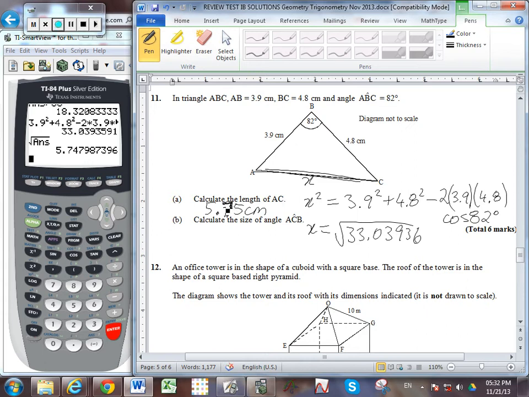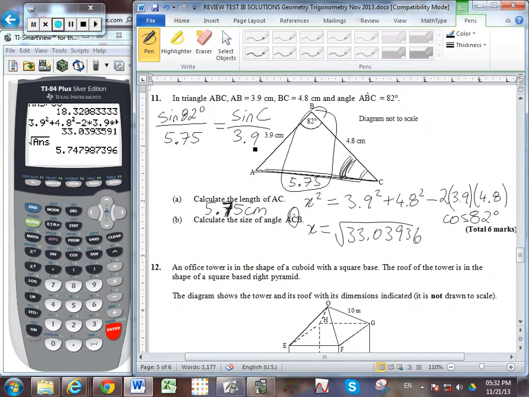Okay, 5.75. Now let's calculate the size of angle ACB. ACB, that's this guy, okay? So I'm always looking at the middle one, C, angle C. Well, I didn't have an opposite pair before, but now I do, because I now know the value of x. I've discovered that it's approximately 5.75. So now that I've got an opposite pair, I can use the sine rule. So the sine of 82 degrees over 5.75 is equal to the sine of the angle I'm trying to find, let's call it C for short, over its opposite pair, 3.9.